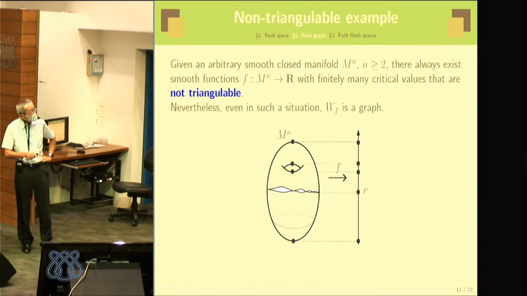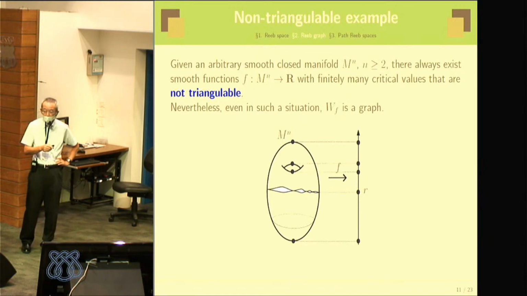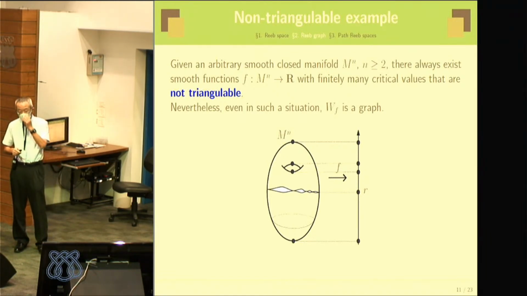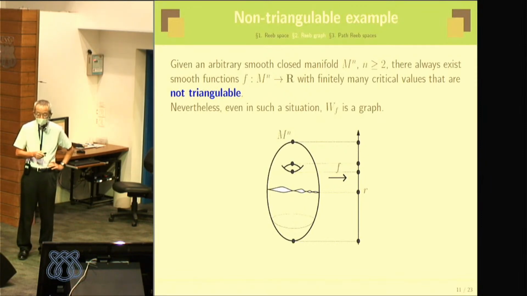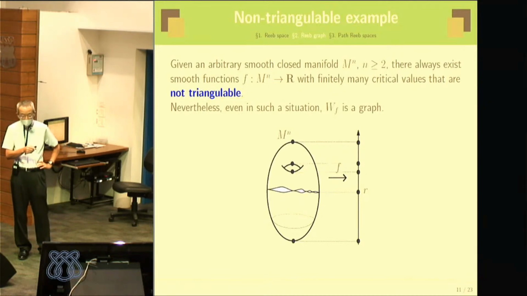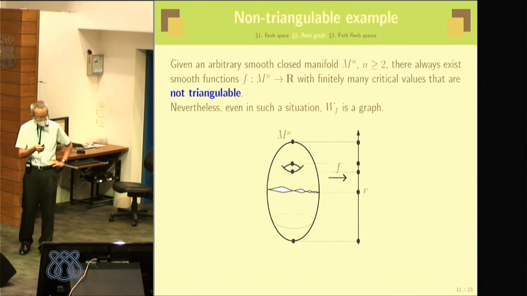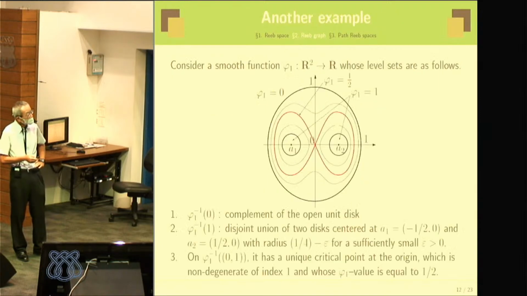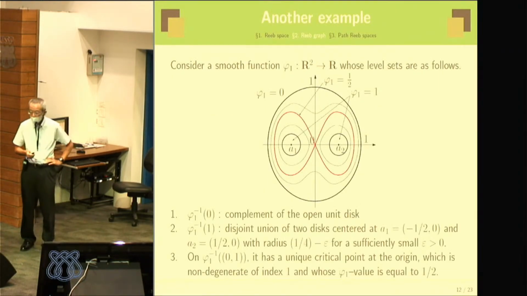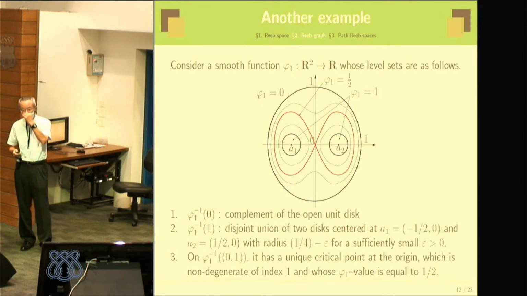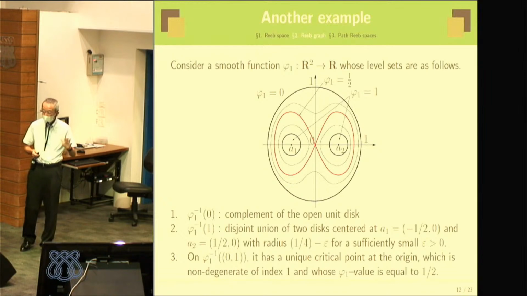And so, of course, this is a critical value, so the critical value set increases by 1. Nevertheless, this is a smooth function with finitely many critical values. So by virtue of the main theorem of today's talk, the Reeb space is a graph, even for this. But this is non-triangulable, so you cannot apply our previous results. Anyway, there are several complicated examples, and here I have another complicated example to show you that the problem is not so easy.